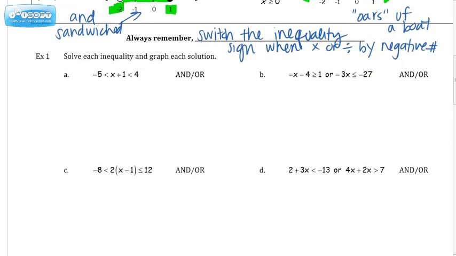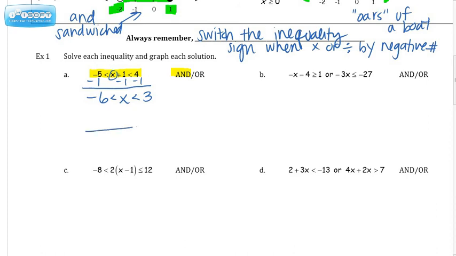So for this first one, I would recognize this as an and sandwich because my inequality, x plus 1, is sandwiched between -5 and 4. Now we're going to solve it just like we would an equation, except we have operations on both sides. So to isolate the x variable, which is my goal, I'm going to subtract 1 from each side of the inequality. And I'd be left with -6 is less than x is less than 3. Okay, now x is sandwiched between -6 and 3.